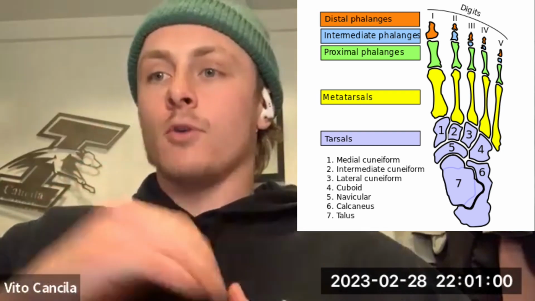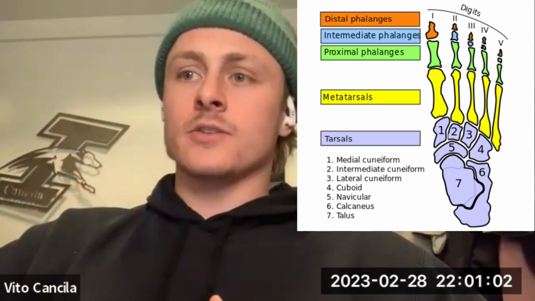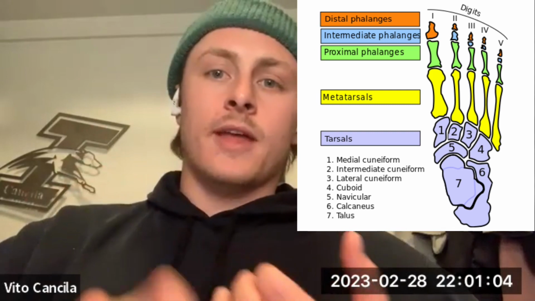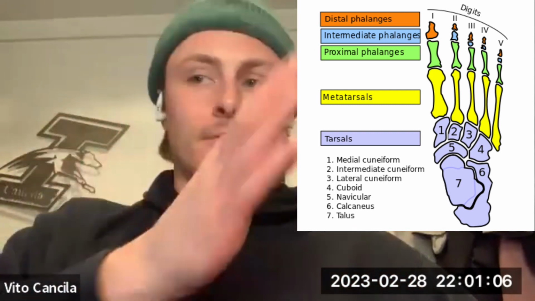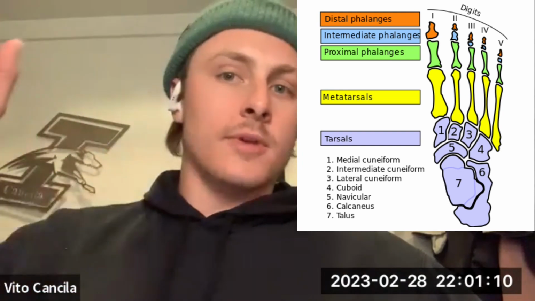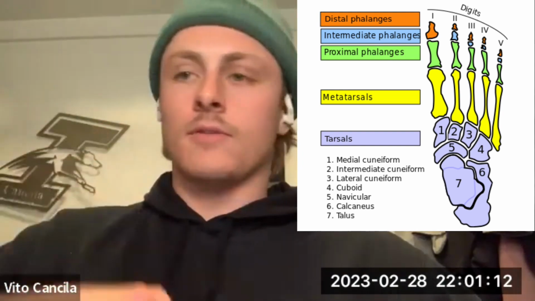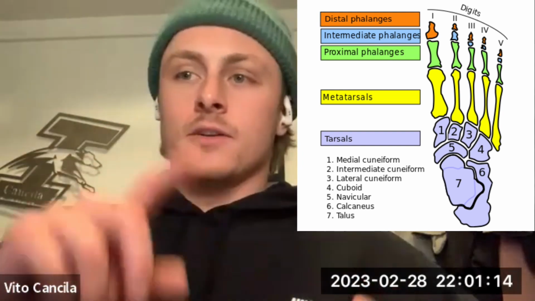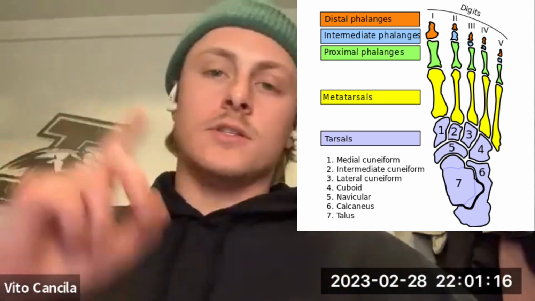And then the forefoot starts with the metatarsals. It goes from digit number 1, that's going to be the hallux, the big toe, all the way to the lateral side, which is the digiti minimi or pinky toe, whatever you want to call it. But the metatarsals, proximal phalanges, intermediate phalanges, and distal phalanges are all going to make up that forefoot.